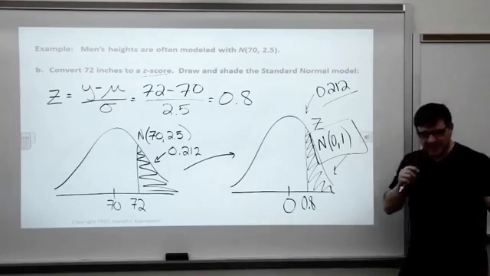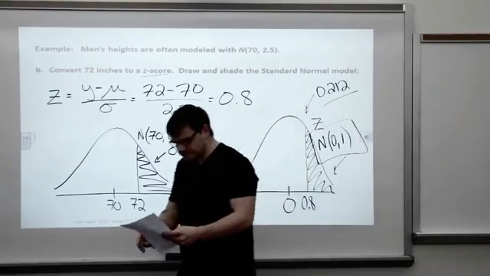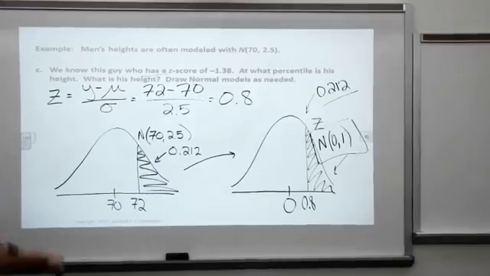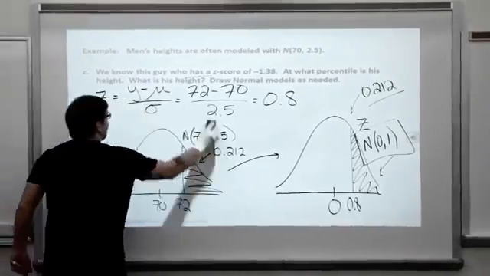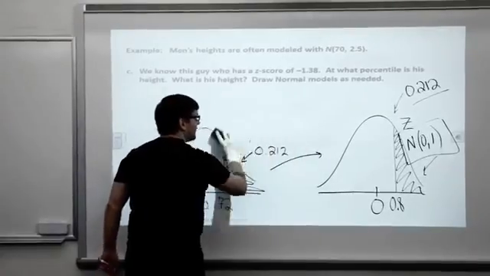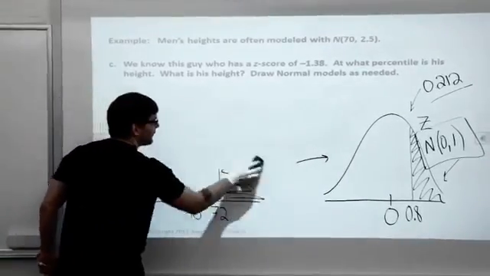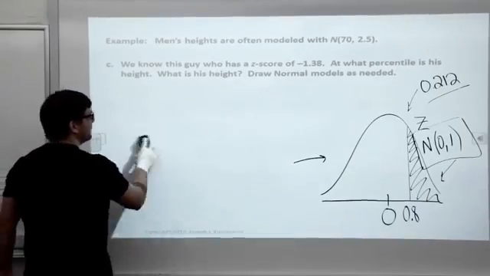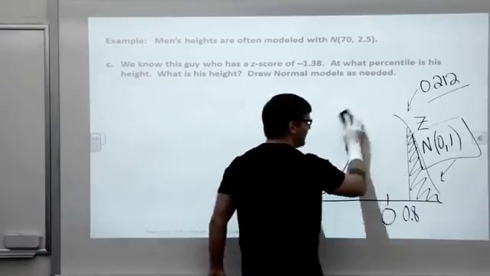All right, we'll flip the page. We'll go to part C. Part C, next page. Still the same example with heights. We know this guy. He's got a z-score of negative 1.38. At what percentile is his height? What is his height? Draw normal models as needed.